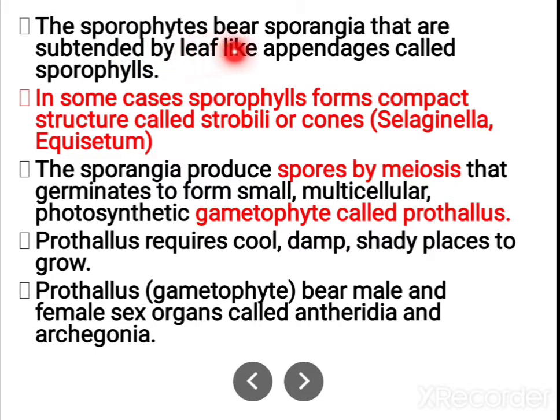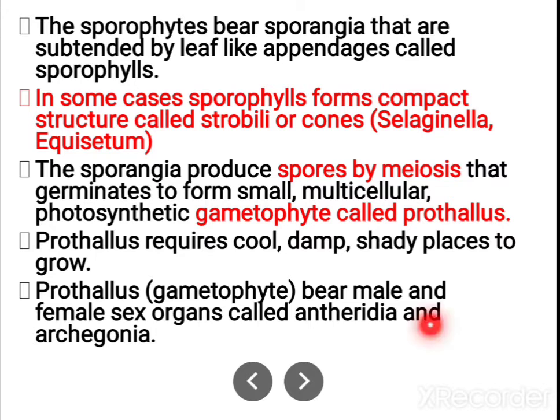The sporophytes bear sporangia, which I have shown in the previous picture. They are mainly seen on leaf-like structures. Mainly the sporophytes have leaf-like structures that contain the sporophylls. In some cases they form a compact structure that you call strobili or cones. In Selaginella, Equisetum and others, we can observe this type of cones.